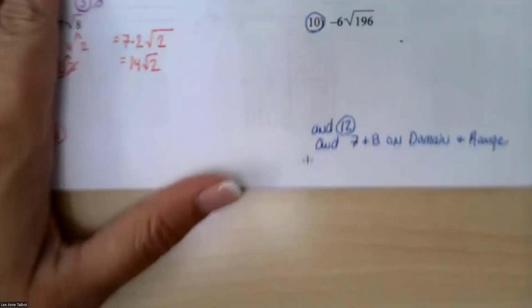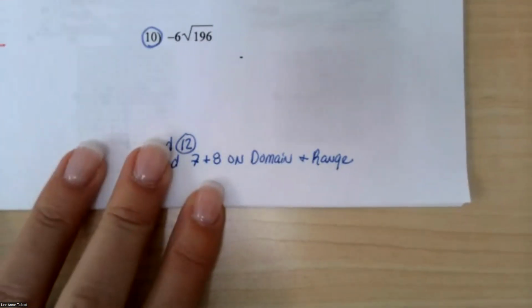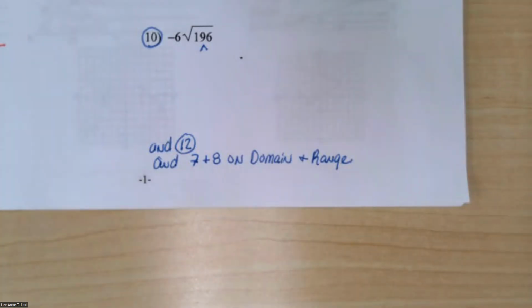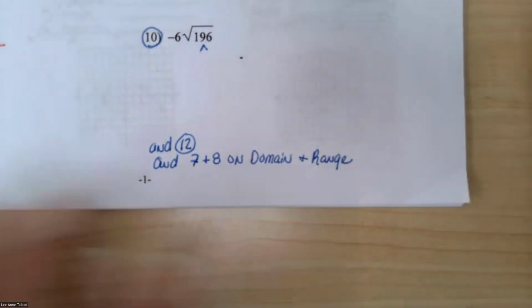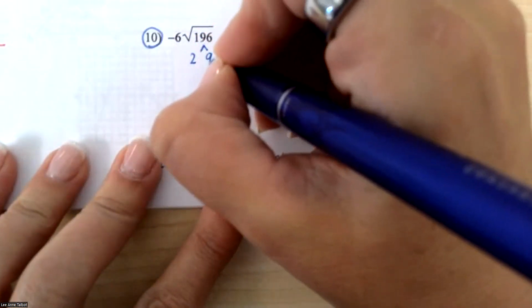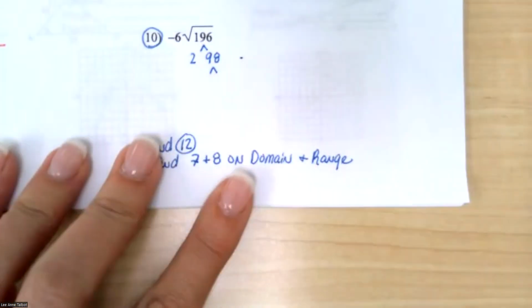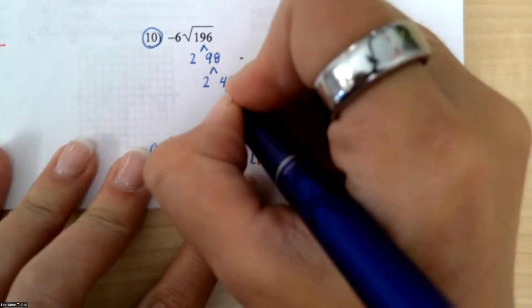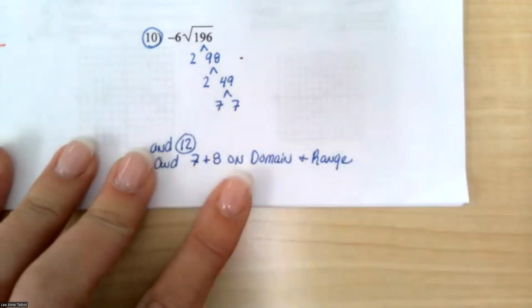Okay. Number 10 also might have thrown you off because it actually comes out evenly. Did you guys find that? So anybody find it? Flip back to number 10 real quick. So 196 divided by 2 is 98. Divided by 2 is 49, which is 7 and 7.